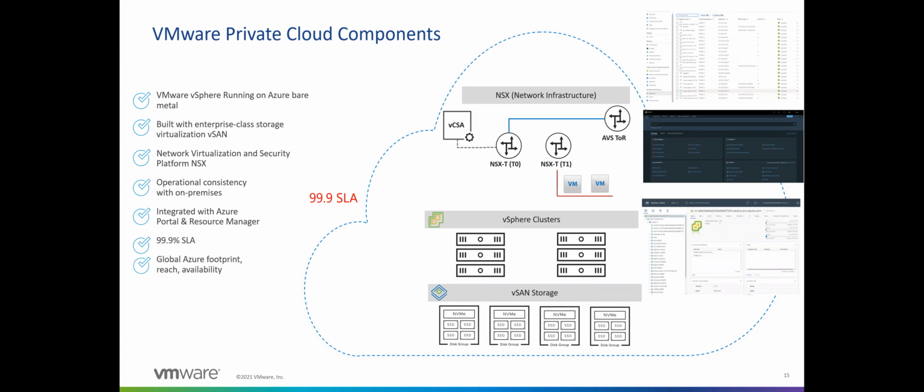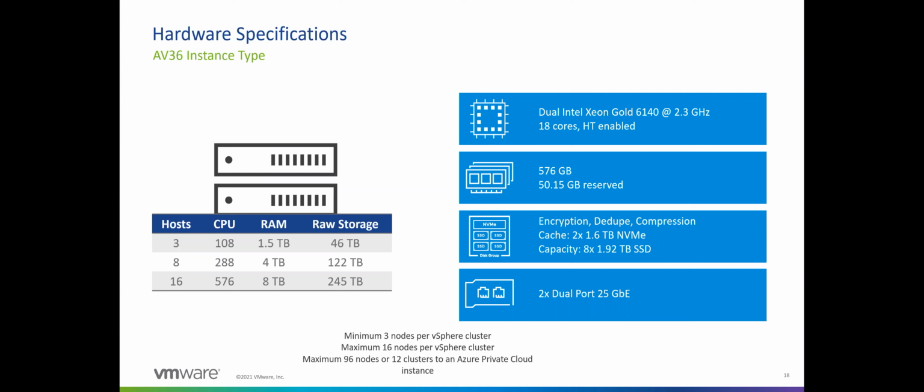Since the moment of this recording, AVS comes in a single SKU type known as the AV36. This host is built with a total of 36 cores, 576 gigabytes of memory, and a total raw capacity of 15 terabytes of storage. As I mentioned earlier, AVS has a minimum entry point of 3 nodes and a maximum of 60 nodes per cluster, with a total of 96 nodes or 12 clusters per AVS private cloud. If you require additional resources beyond 96 nodes, you can deploy several private clouds and interconnect them as needed.